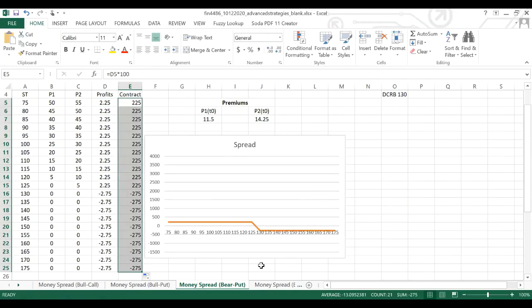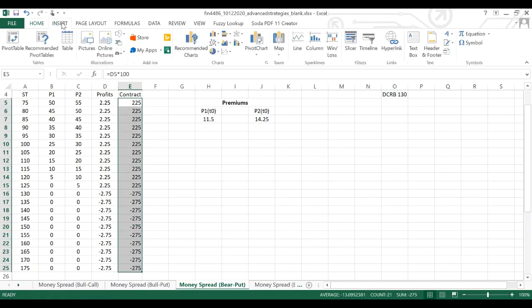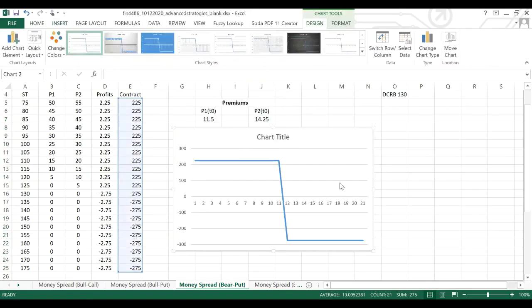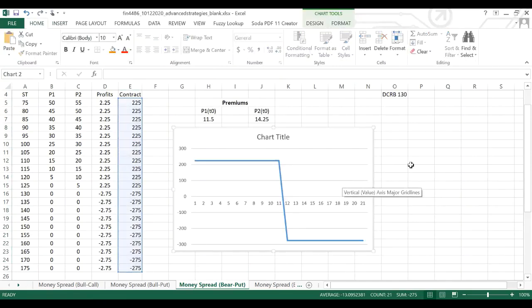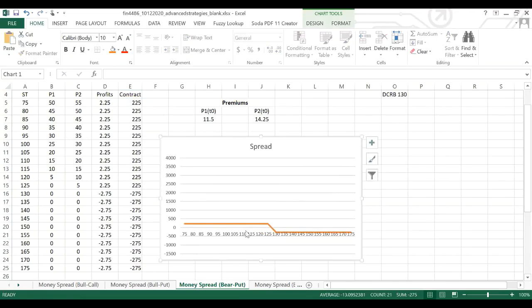And this is the shape of how a bear spread looks, right? If you don't know, this is very simple. You just select this contract, insert, you select this line chart here. There you go, right? And then we need to add that, and then it's just a matter of scaling it. If you scale it enough, it will look like that.